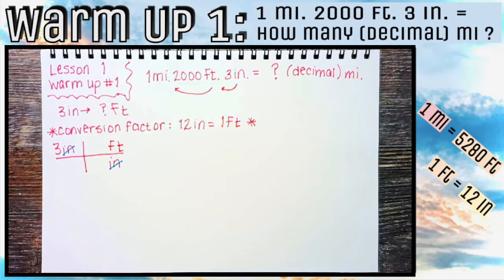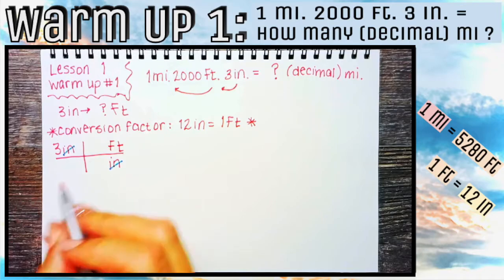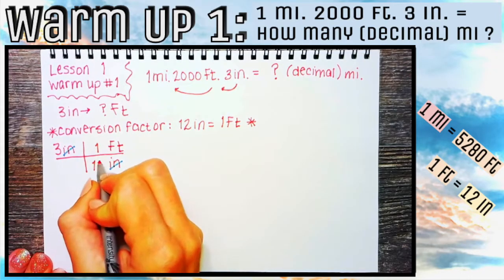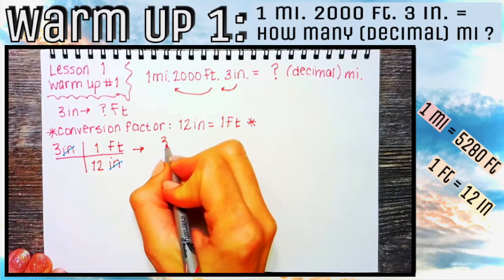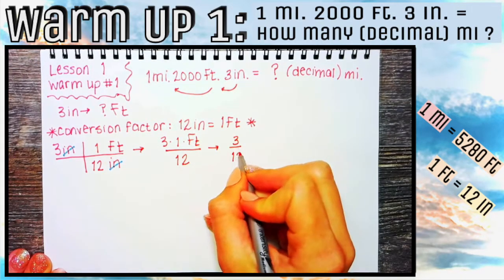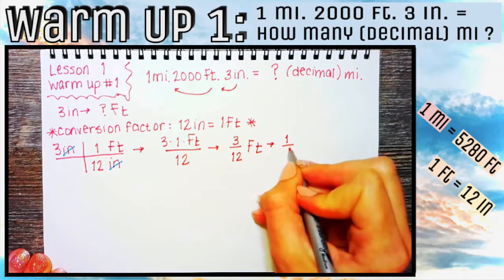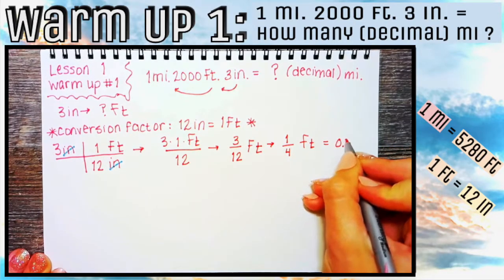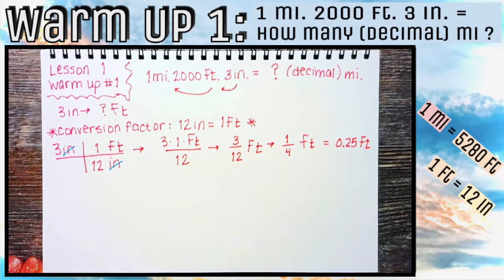We need to stack vertically a true statement. So how many feet equal how many inches? 1 foot is equal to 12 inches. That leaves us with 3 times 1 times feet over 12. 3 over 12 feet, which reduces to 1 over 4 feet, which is 0.25 feet. We'll take that amount of decimal feet, tack it onto the 2,000 feet we started with.